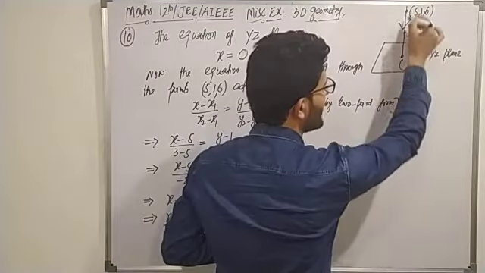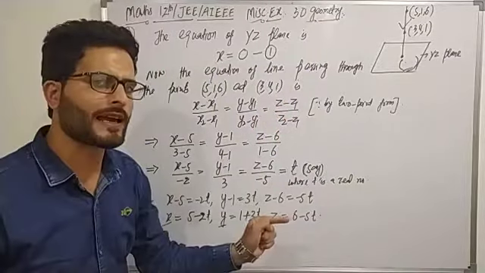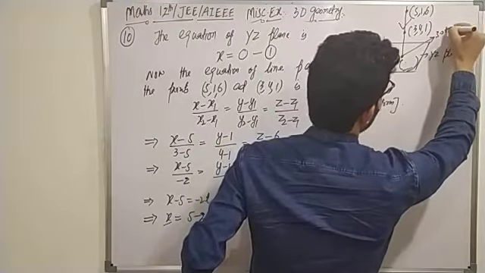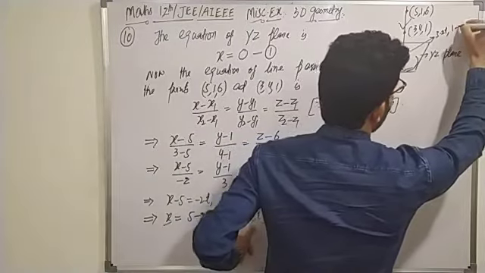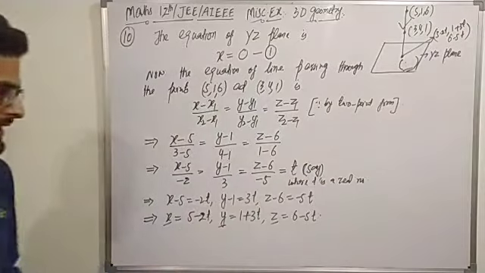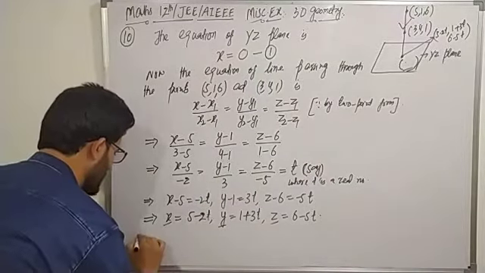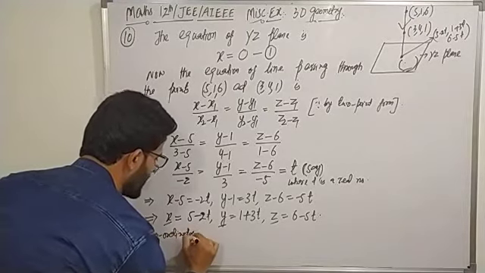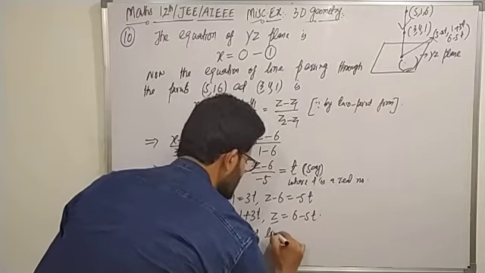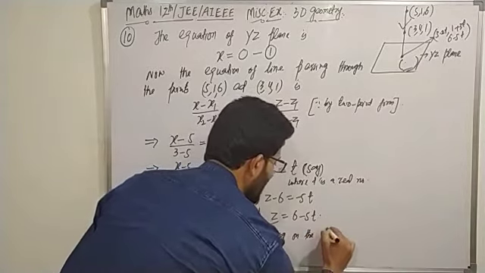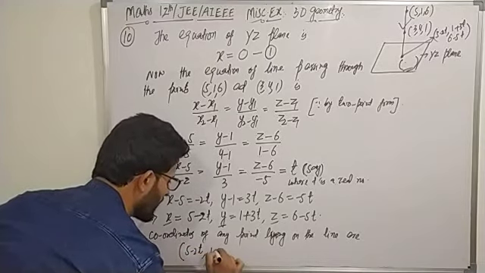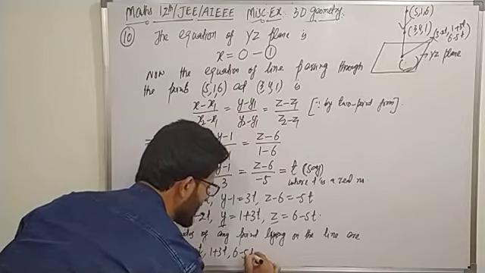But the point of intersection of the plane and line is also a point lying on this same line, so its coordinates will also be of the form 5 minus 2t, 1 plus 3t and 6 minus 5t. Therefore the coordinates of any point lying on the line are: x coordinate will be 5 minus 2t, y coordinate will be 1 plus 3t and z coordinate will be 6 minus 5t.